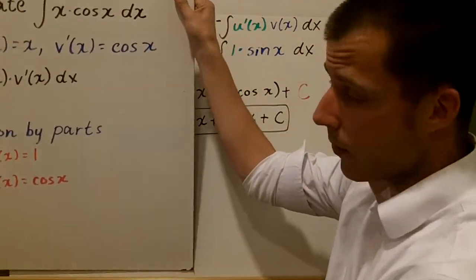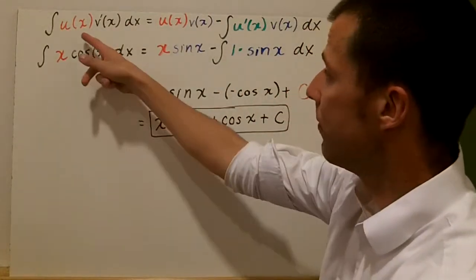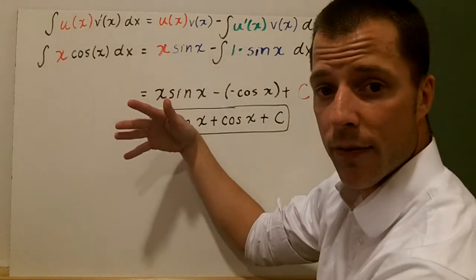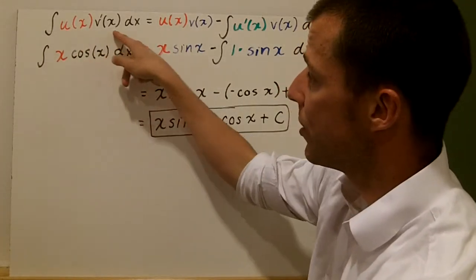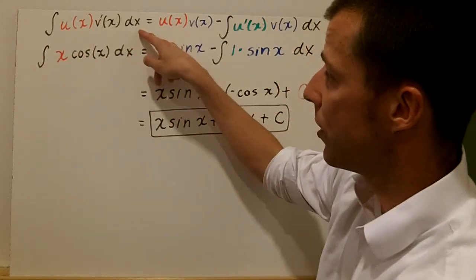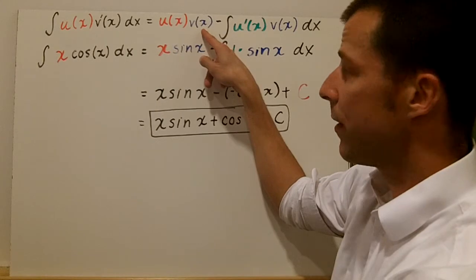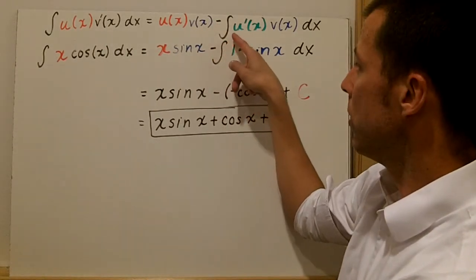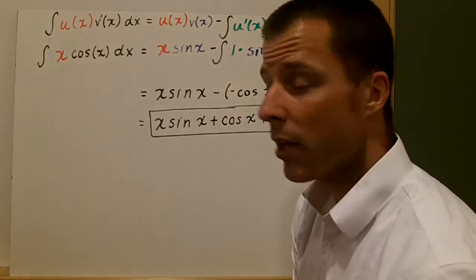So let's look at what's going on. I rewrote the alternative method up here and I tried to use different color markers. So again, here's the original. This whole part is the original. It is equal to u of x times v of x minus the integral of u prime of x, v of x dx. So let's look at what we have.